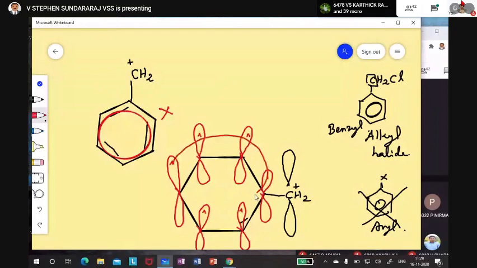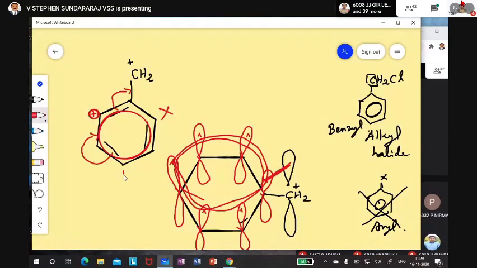I can write it; practice it. See how I write. This will go here, and the positive charge will come here. Then this will come here, and the positive charge will come here. Then finally this will come here, and again the positive charge. Like that, you can draw 5 structures, and the 5 structures give the resonance hybrid. So 5 resonating structures means it is very, very highly stable.